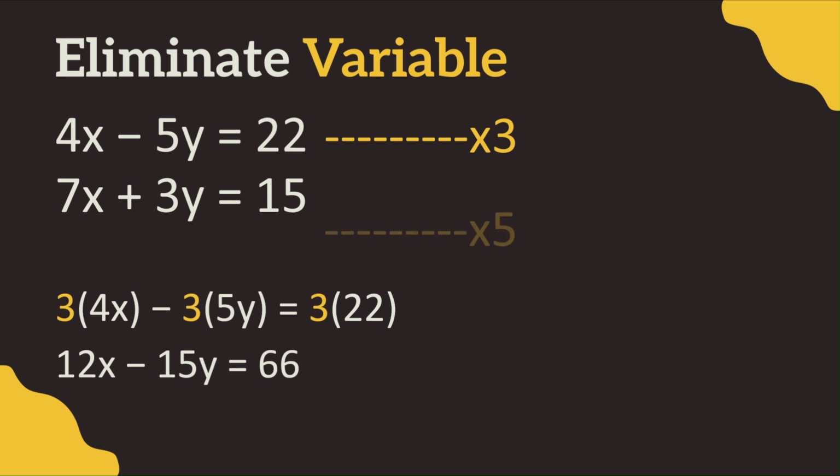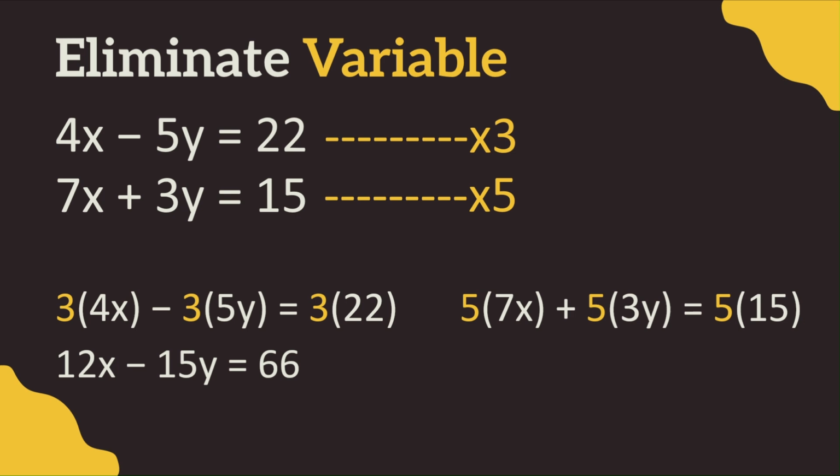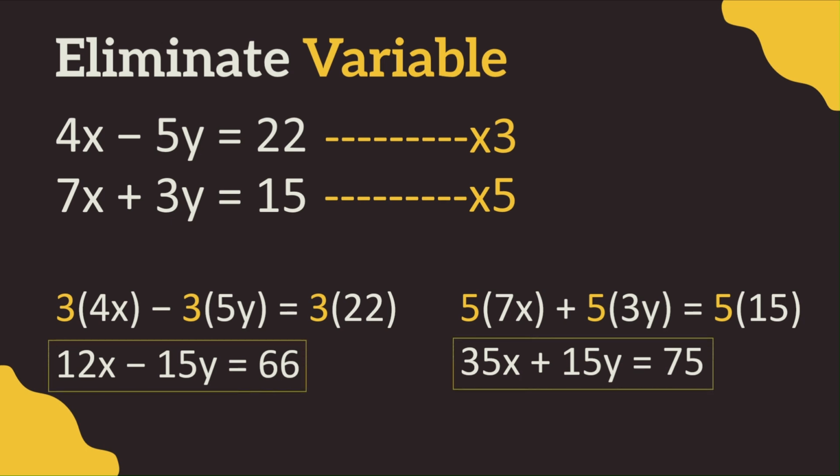Next, I'll multiply the second equation by 5. Again, every term must be multiplied. This gives us 35x plus 15y equals 75. Now our equations are 12x minus 15y equals 66, and 35x plus 15y equals 75.